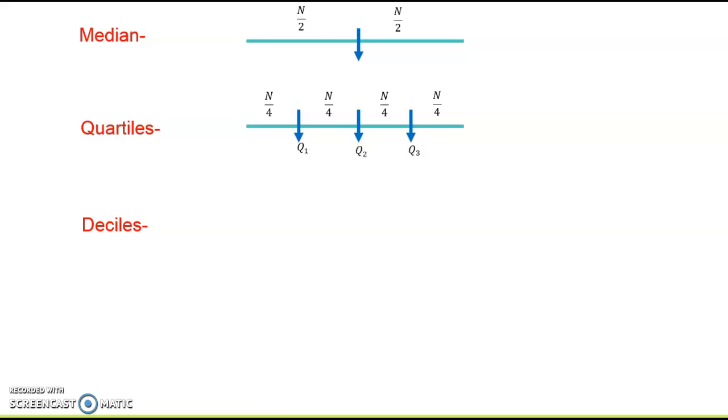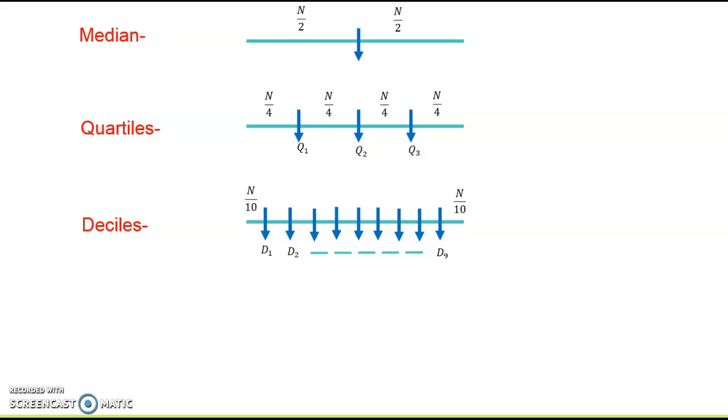The next is deciles. Decade is nothing but 10. So this is the data. I want to divide it into 10 equal partitions. So I need to consider 9 values or 9 deciles, starting from D1 to D9. Each partition will be of size n by 10.